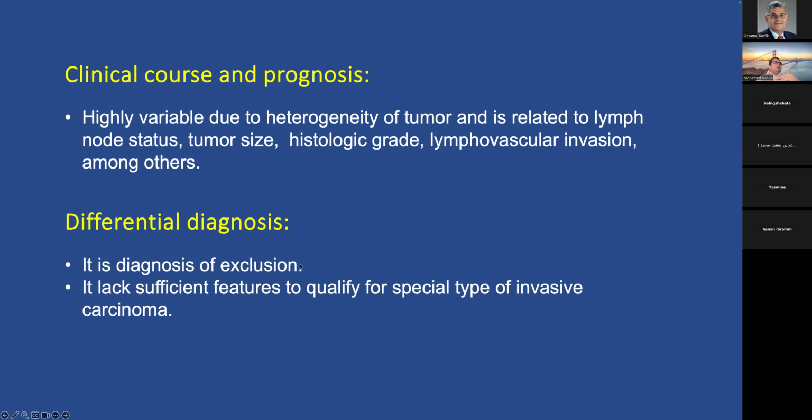For the differential, we need to exclude all the special types. We do that when we look at the slide, and it lacks sufficient features to qualify for a special type. The rule is that if the tumor has more than 90% of a specific type, it becomes that type. If less than 90%, you can call it NOS.